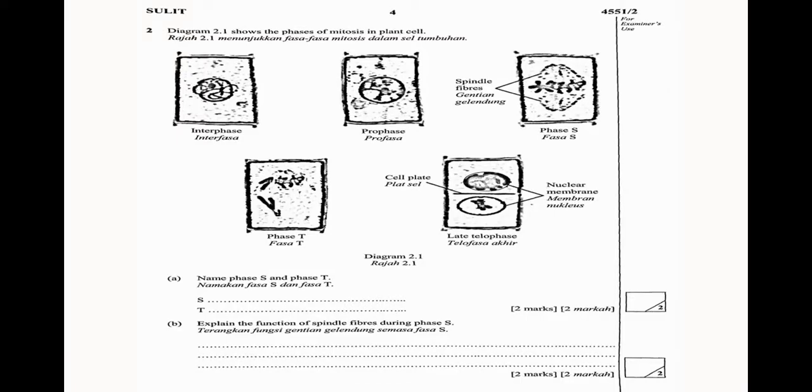Number 2A. The question asks to name phase S and phase T. So the answer for phase S is metaphase and for phase T is anaphase. B. The question asks to explain the function of spindle fiber during phase S, that is metaphase. So the answer is the spindle fiber will attach to the centromere of the chromosome and make it arrange at the equatorial plate.